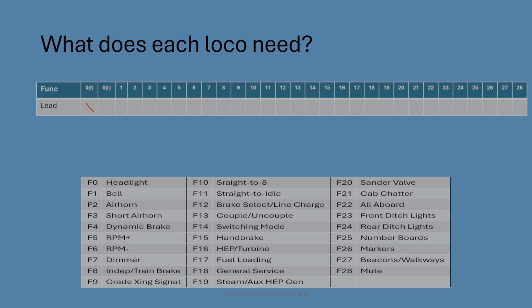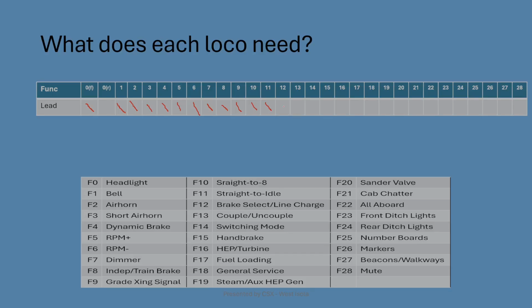We then look at the bell. Do we want the bell? Yeah, we want the bell to work on our lead loco. We want the air horn to work on our lead, the short air horn to work, dynamic brakes to work. We want the RPM minus and RPM plus. That's a Soundtraxx thing where you can up the revs without actually upping the speed. We want the dimmer to work. We want the brakes to work. We want the grade crossing signal to work. We want straight to 8 to work, straight to idle to work, and so on and so forth.